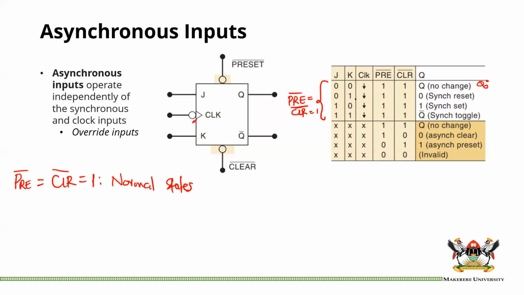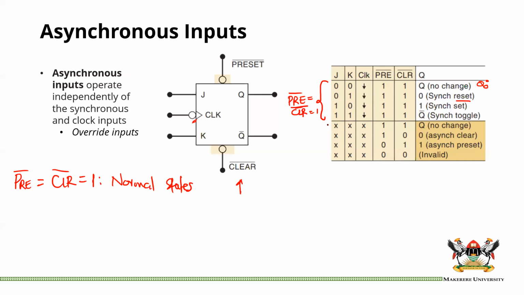If it is 0, 1, you're clearing, so synchronous reset. It means it is synchronous reset because you can also reset asynchronously, by using the clear. But because here we are resetting using a 0 and a 1, these are synchronous inputs, they've called it synchronous reset. But if you just said reset, or clear, I would give you the mark. 1, 0, you have synchronous set, and 1, 1 is the toggle. So you have synchronous toggle.